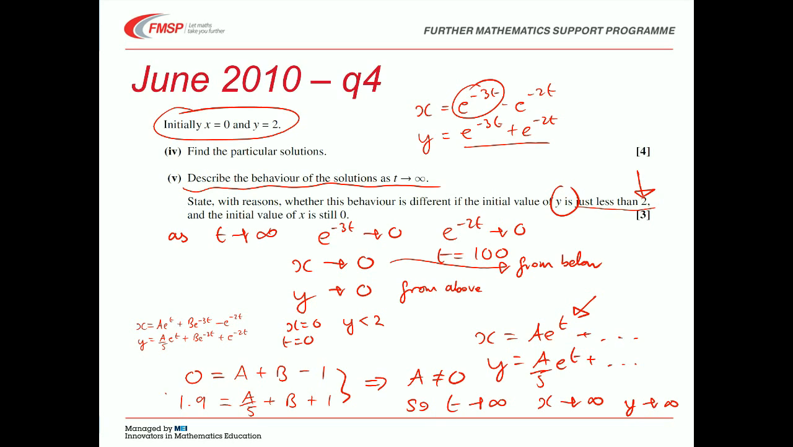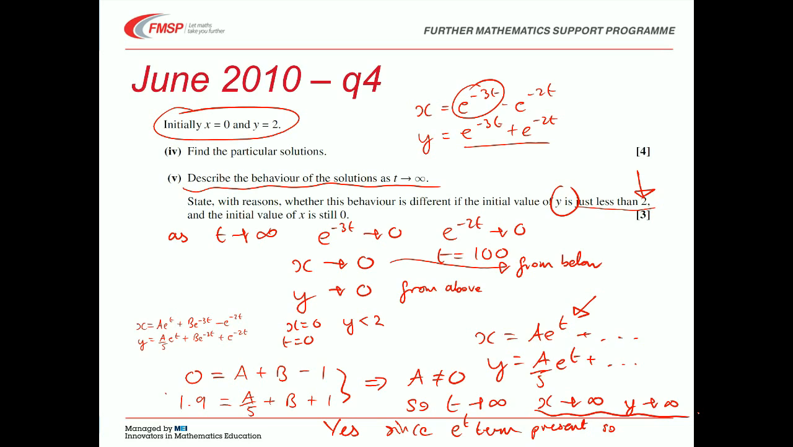So I think to get the marks here, it says state with reasons whether this behaviour is different. Yes, it's different, since the e to the t term is present, you should probably say useful sentences. And then you could state this thing here, that x goes to infinity and y is going to infinity as t goes off to infinity. And that is actually the end of this exam question.